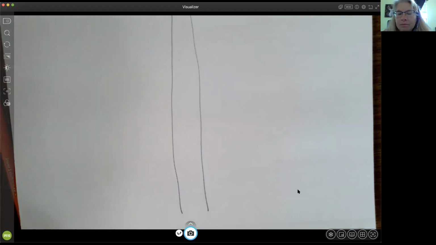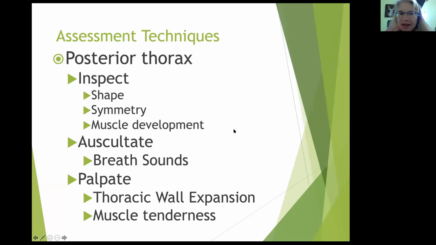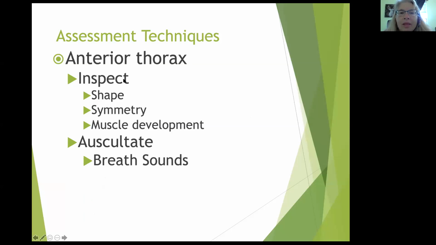Okay. So that would be posterior. So then anterior, we're just going to inspect and auscultate. Why wouldn't we palpate as a general rule? I mean, you could actually say per gender, but it's just easier to say we're not going to do that. Why wouldn't we palpate the front?